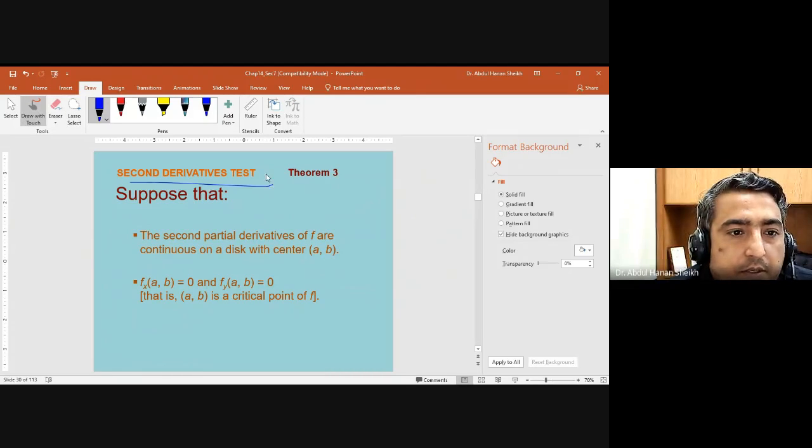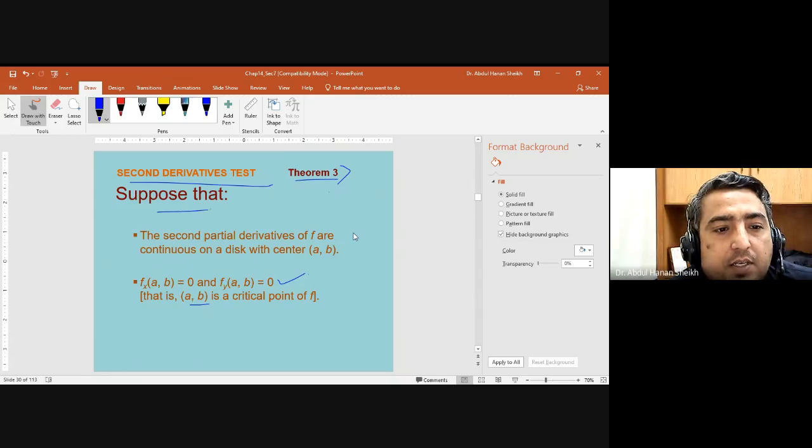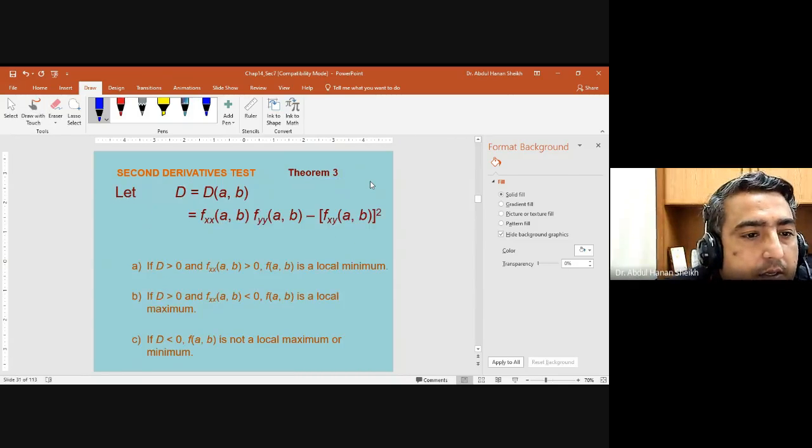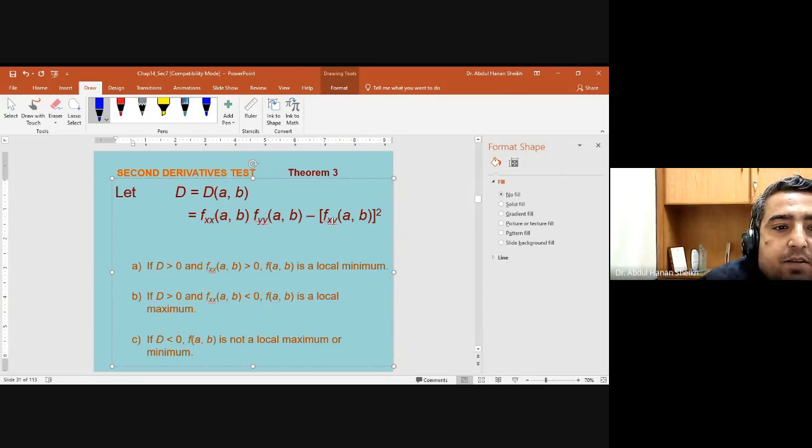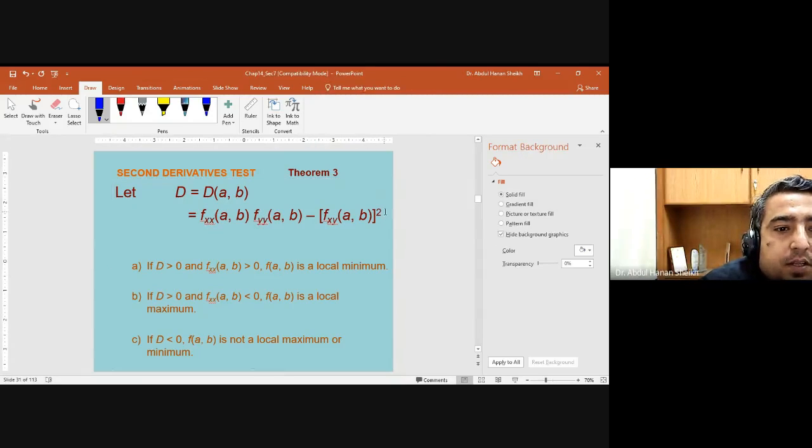A very important one, remember, is Theorem 3. Suppose that the second partial derivatives exist and the first derivatives are 0. It means this point is a critical point. And then this is the theorem.